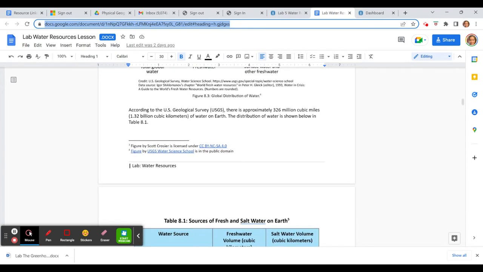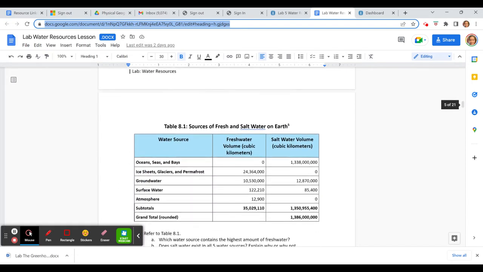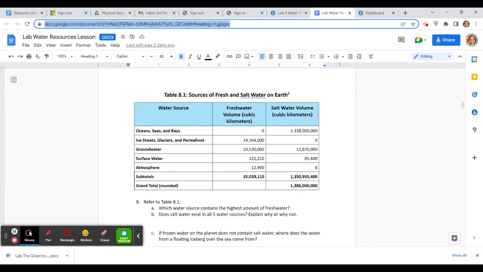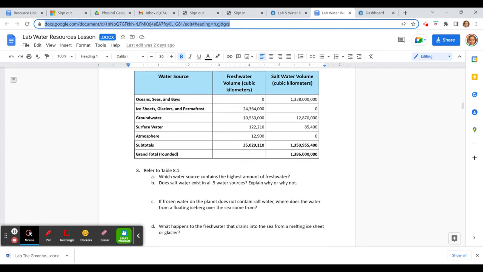According to the U.S. Geological Survey, there's approximately 326 million cubic miles of water on Earth. And this distribution is shown in this table, Table 8.1, the sources of fresh and salt water on Earth. And again, we're shown that the majority of the water we have on Earth is salt. And then in cubic kilometers, it's showing us where all of our fresh water is held, most of it in ice sheets, glaciers, and frozen.